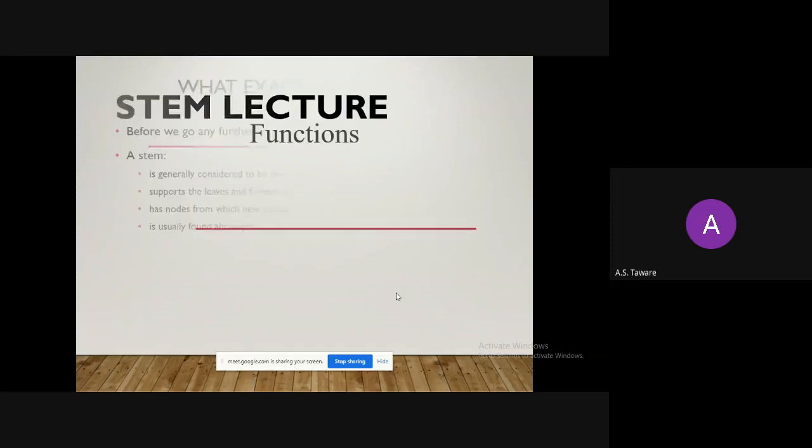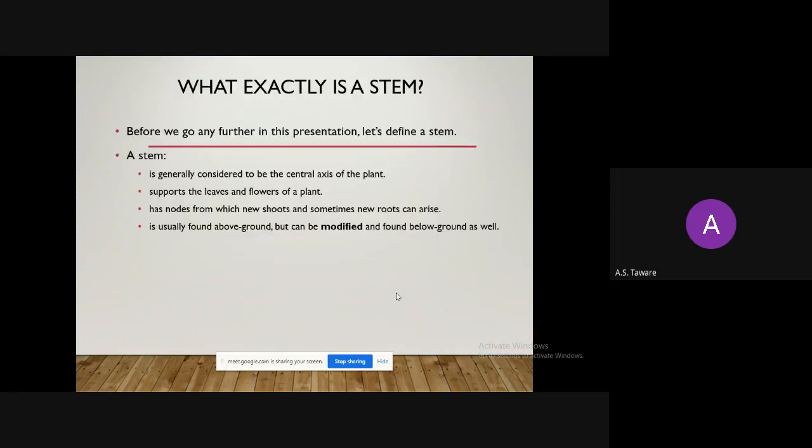Okay. So these are the various functions. Again, we are discussing further the functions of stem. Stem is generally a central axis. It bears leaves and flowers. It has nodes and new shoots. Sometimes new roots can arise. And as we observed previously, stem is showing modifications. Modifications can be further separated as subaerial, aerial, and underground. So stem is again modified for various functions.